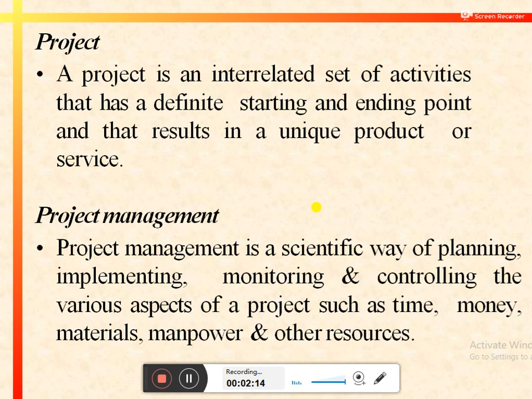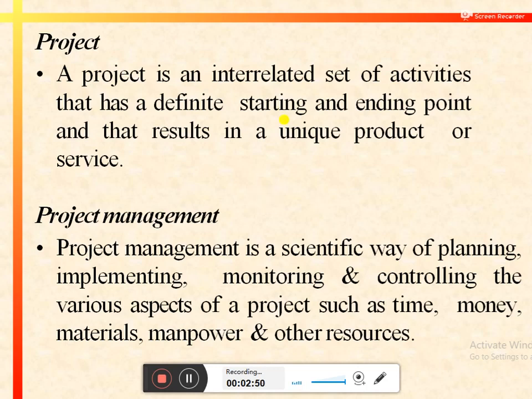Further, project management can be defined as a combination of scientific techniques that are used for the purpose of planning, implementing, monitoring, and controlling the various activities or aspects of a project. That can include the time, money, materials, manpower, and other resources. The objectives of project management may vary from profit maximization to cost minimization, or the minimization of the total time that is taken to complete a project.